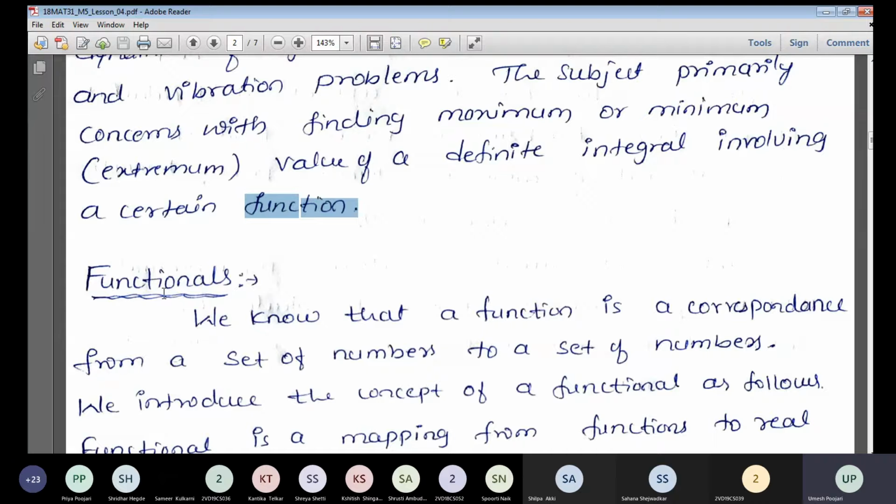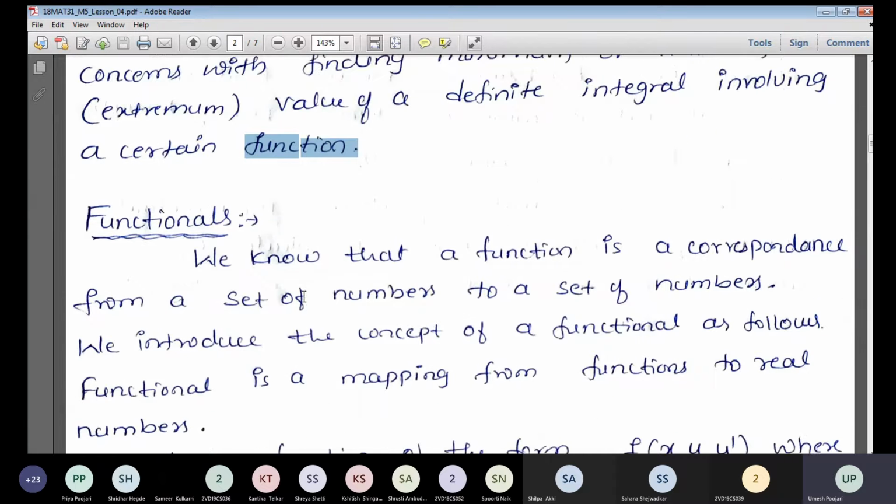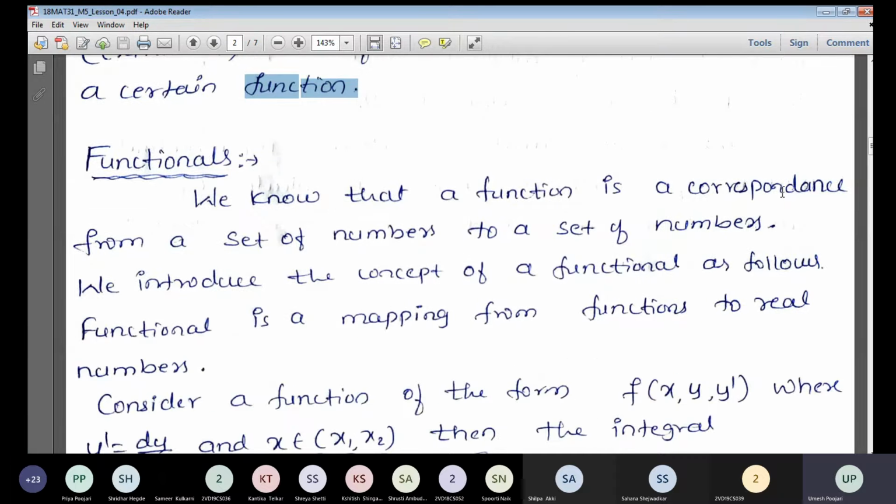But here in this module, you are going to study functionals. Function is different, functional is different. A function is a correspondence from a set of numbers to a set of numbers, a mapping from numbers to numbers, which means if you give some numbers as input, the output you will also get is numbers only. That is nothing but a function. Input is a set of numbers and output is also some numbers.